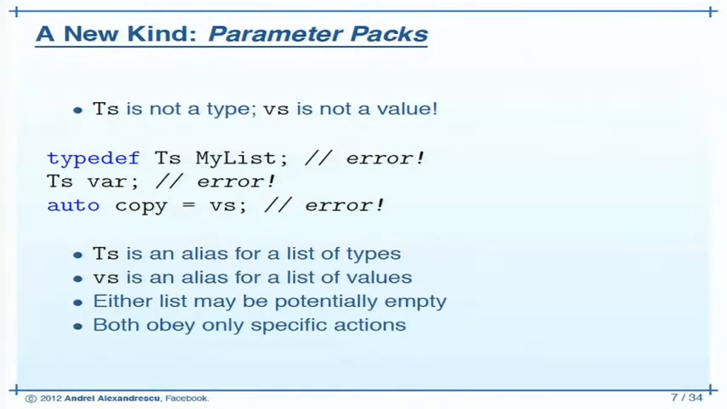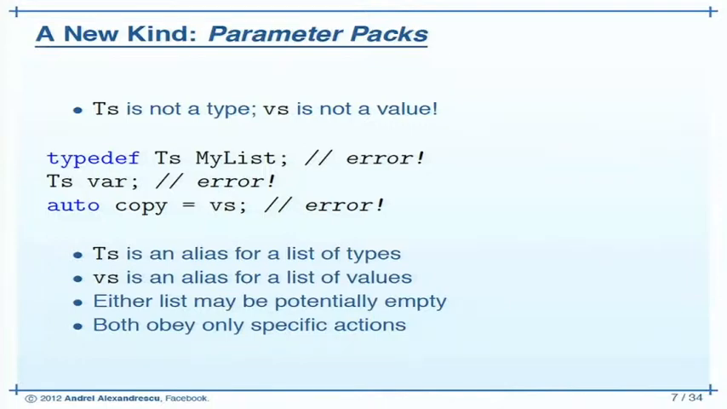It's a new kind. These are new kinds. They're not types. They're not values. They're like nothing in existing C++, in C++ without variadics. So T's is not a type, and V's is not a value, right? So you can't say, well, let me create a local type there for T's to give it a different name.